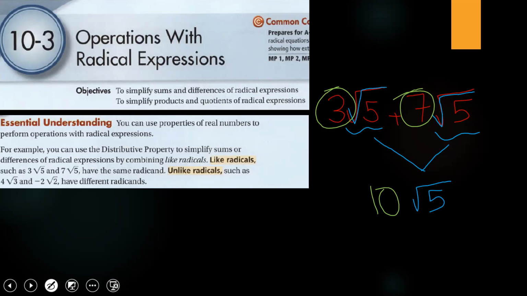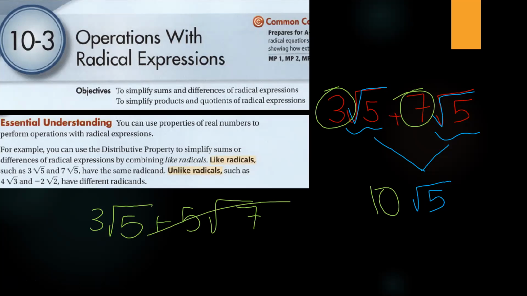But if you have 3 square root of 5 plus 5 square root of 7, now look at the numbers under the radicals. Are they the same? No, they are not the same. So we cannot add them. Like 3x and 5y, different variables, we cannot add them. For different radicals, we cannot add them. Is it clear?